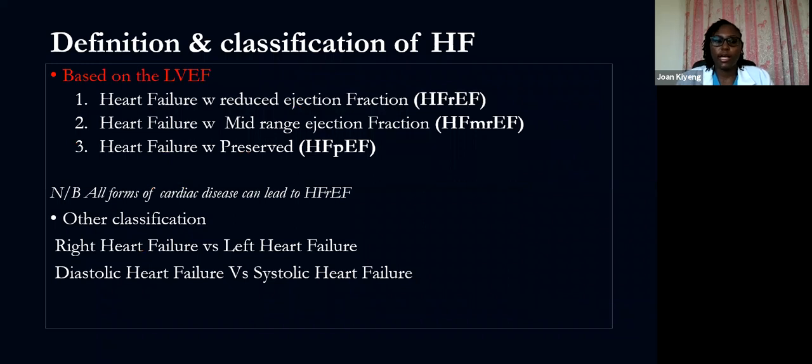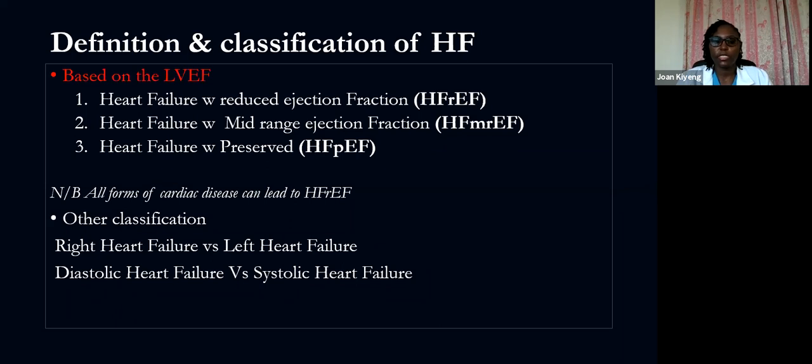And there are many classifications of heart failure, but what is currently being used is based on the left ventricular ejection fraction. So previously we used to have two classes, only heart failure with reduced ejection fraction and heart failure with preserved ejection fraction. But then over the last few years, they've come up with another classification of heart failure with mid-range ejection fraction.